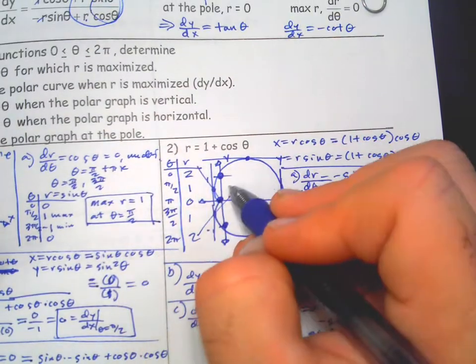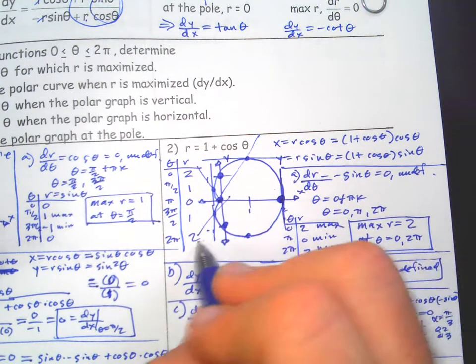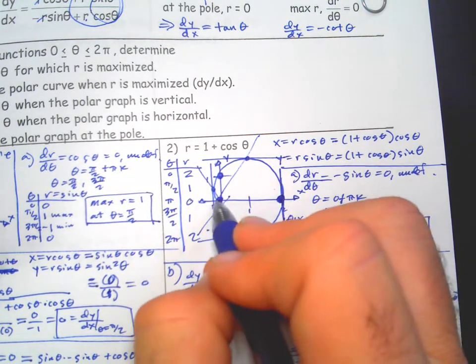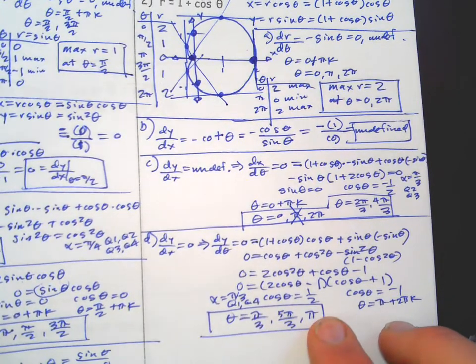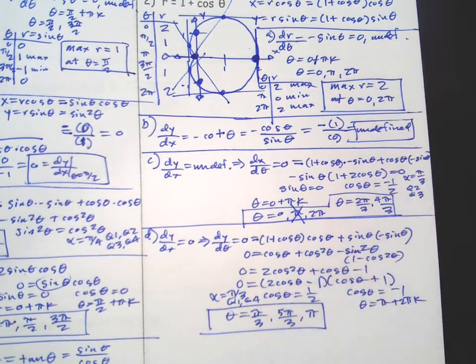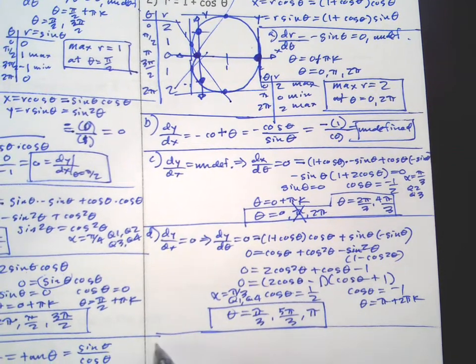Now on the graph, looks like there's one right here at pi over 3. Looks like there's one down here at 5 pi over 3. And it looks like there's one right here at the cusp at pi. So that, like I said, the pi is going to show up on both of those at that cusp.